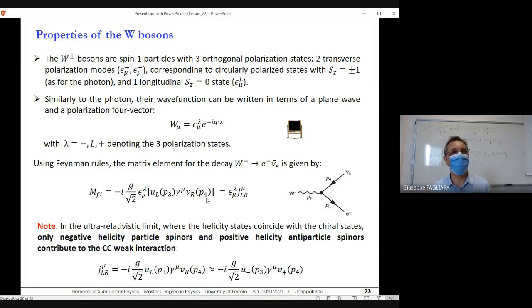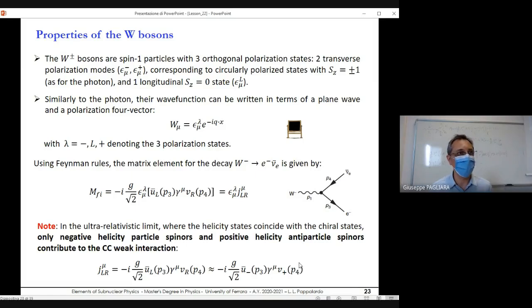And so, since they are ultra-relativistic, essentially chirality coincides with helicity, okay? And so we can safely replace, in this regime, the left-handed spinor with a negative helicity adjoint spinor, and the right-handed antiparticle spinor with a positive helicity antiparticle spinor, okay? So we are interchanging the chiral eigenstate with the helicity eigenstate, and this we can do because we are ultra-relativistic. So we can neglect the masses. Now, this is the way to calculate this current, and so the matrix element.